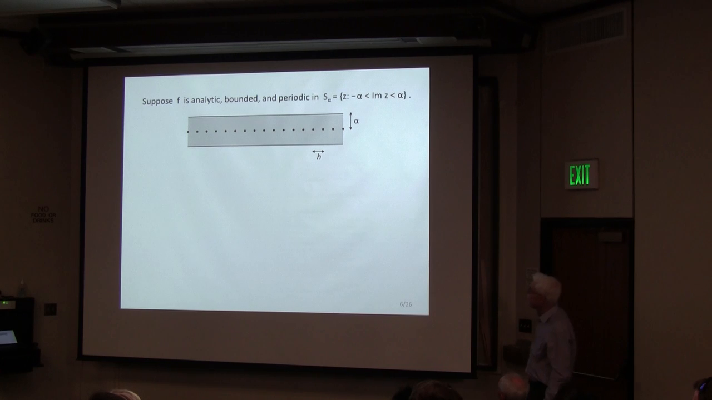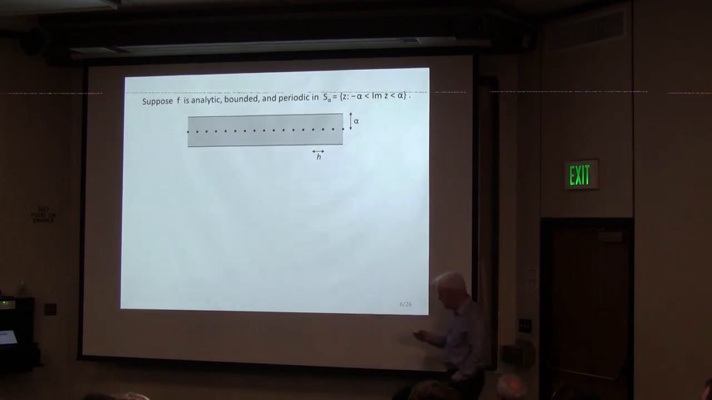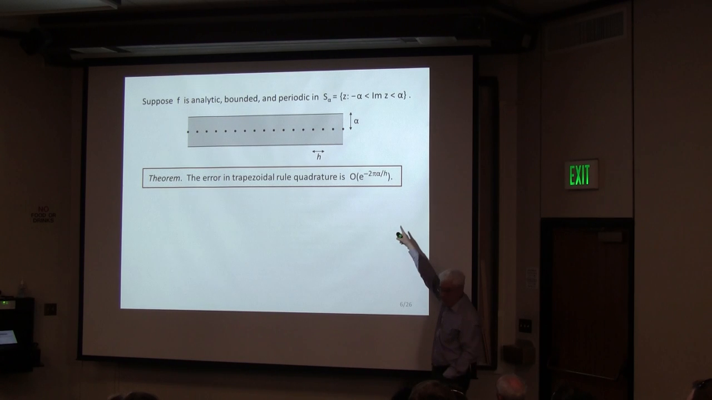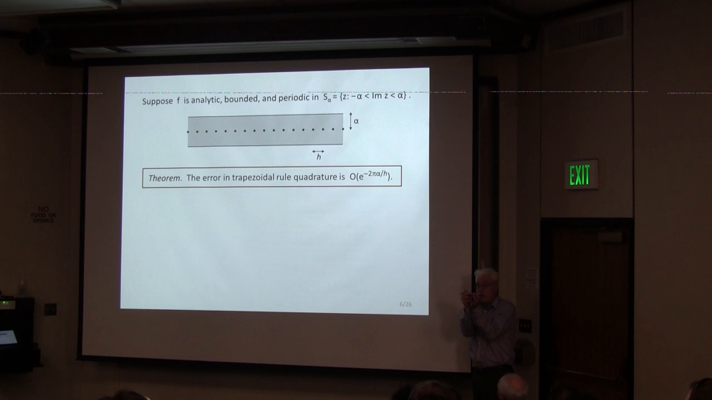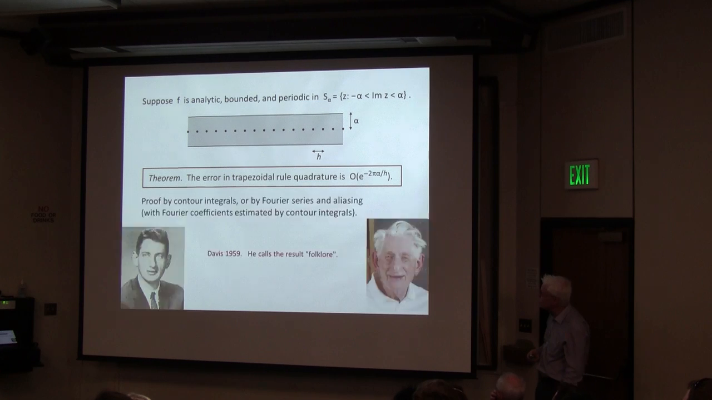in the complex plane. If you assume that the spacing between the points is h, and the half width of the strip of analyticity is alpha, then what you find is that the error is, again, exponential, depending on the ratio of the width of analyticity to the grid size. And thanks to that 2 pi especially, that really is a spectacular rate of convergence.